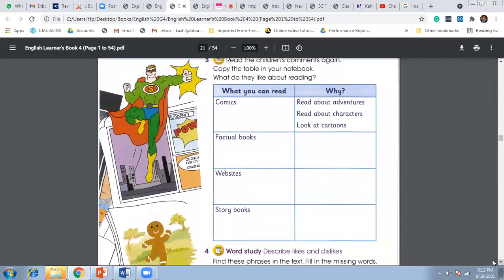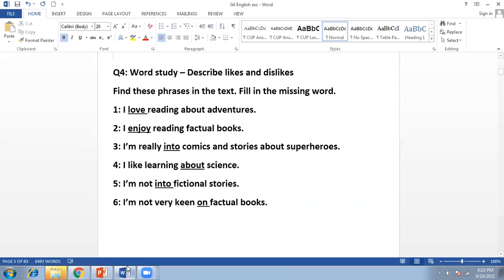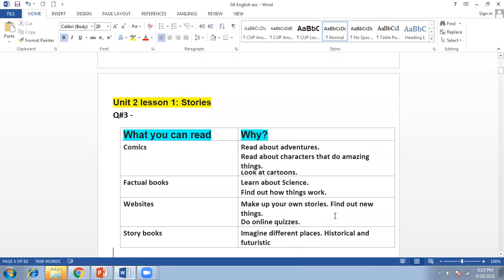Let's see question number 3 now. Here, read the children's comments again and copy the table in your notebook. What do they like about reading? You can do it here. I'm going to show you the answer of this question. You can write the answer of this question in the book.